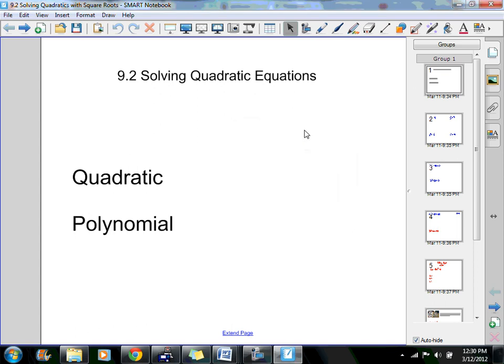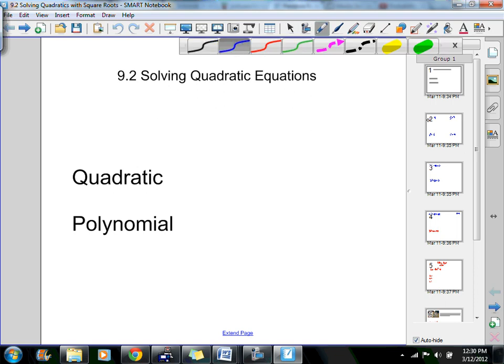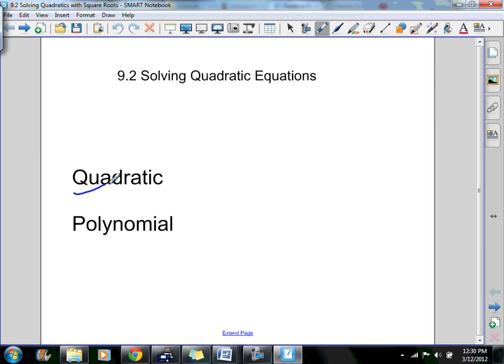Hey, algebra, we're going to be working on section 9.2, which is solving quadratic equations. So if we're looking at these quadratic equations, we have to ask ourselves, first of all, what is a quadratic? Well, the quadratic and a polynomial are the same thing. They're any type of equation that has an x squared in it. So like x squared plus 2x plus 5 would be a quadratic equation. X squared equals 4 is also a quadratic equation. It just means anything with a squared variable.